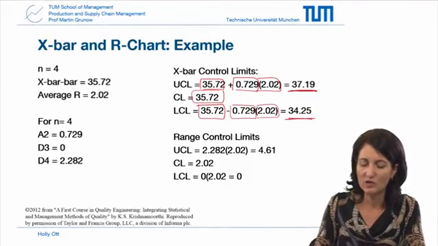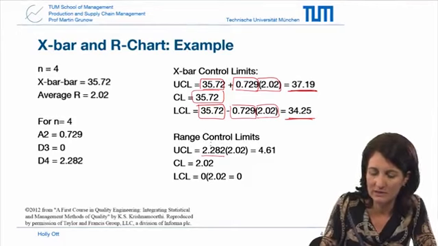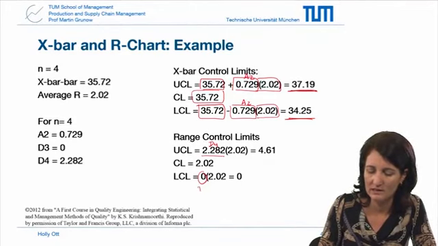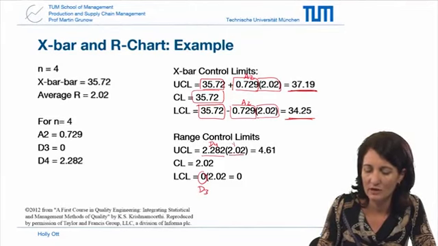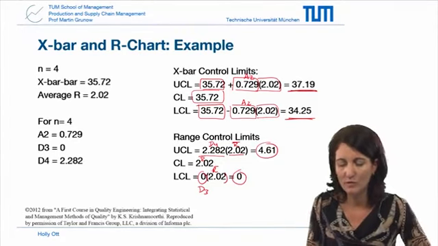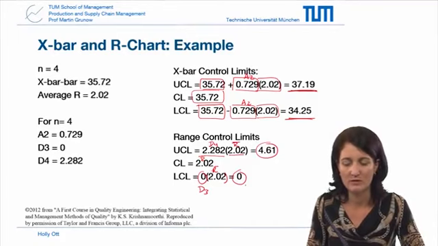And for the range control limits, we have then D3 and D4 times range bar, and we get 4.61 for the upper control limit of the range and the lower control limit of 0.